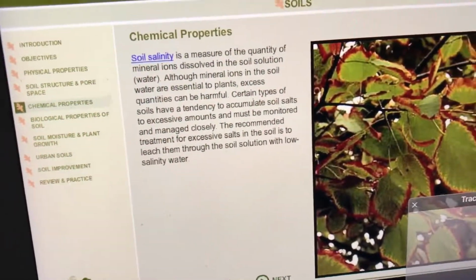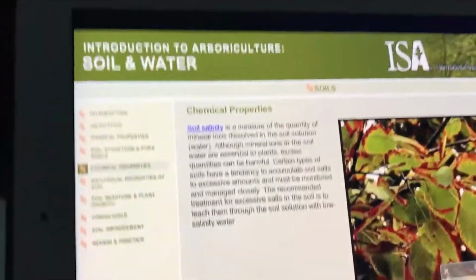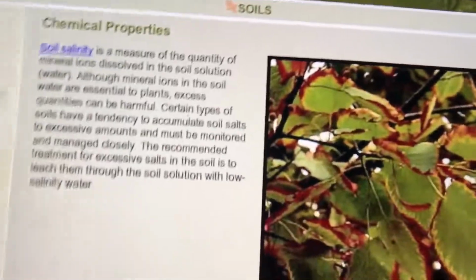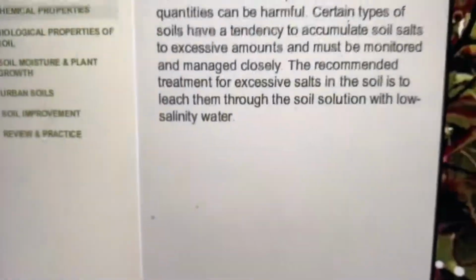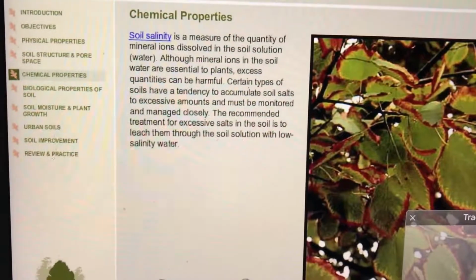Soil salinity is a measure of the quantity of mineral ions dissolved in the soil solution, water. Although mineral ions in the soil water are essential to plants, excess quantities can be harmful. Certain types of soils have a tendency to accumulate soil salts to excessive amounts and must be monitored and managed closely. The recommended treatment for excessive salts in the soil is to leach them through the soil with low salinity water.